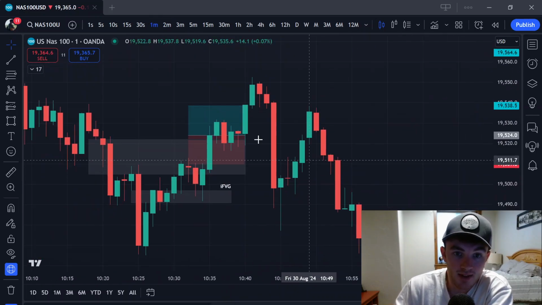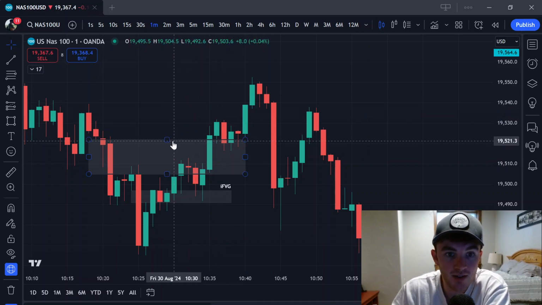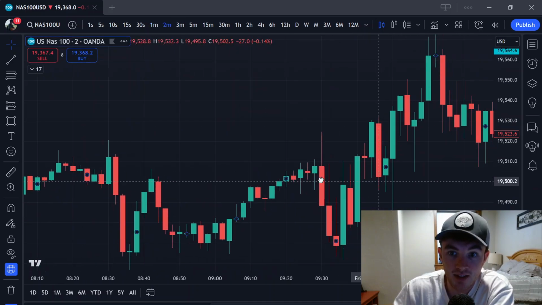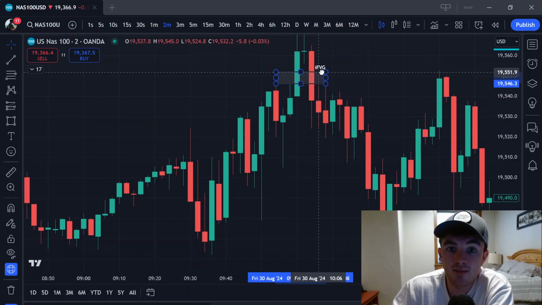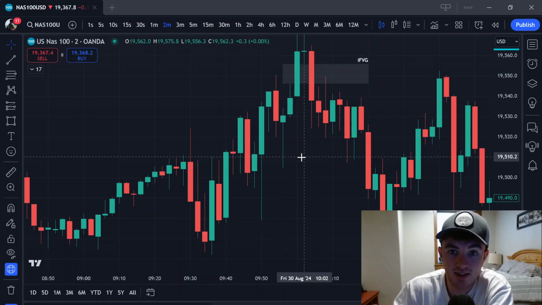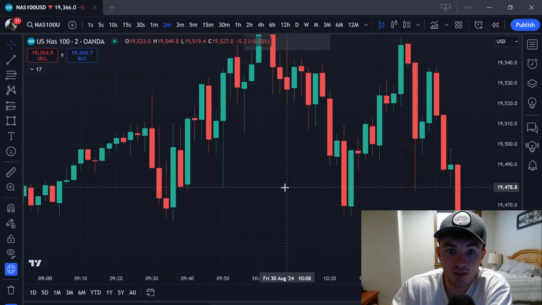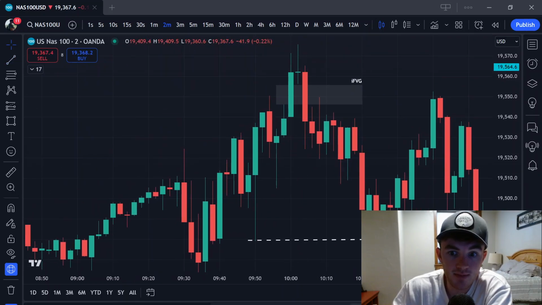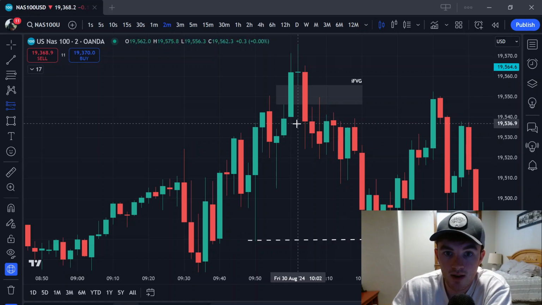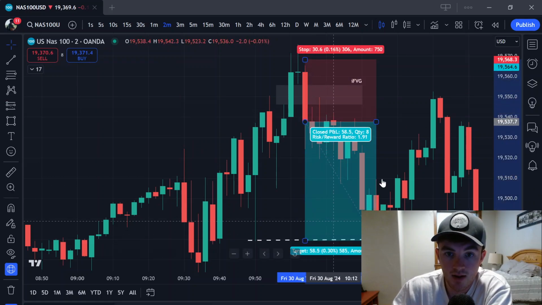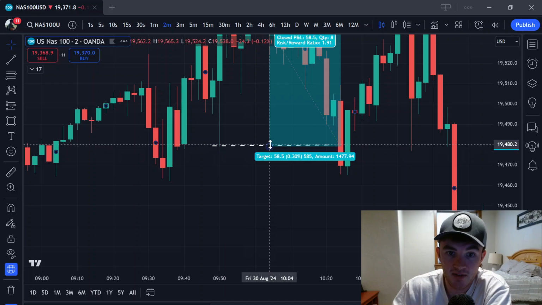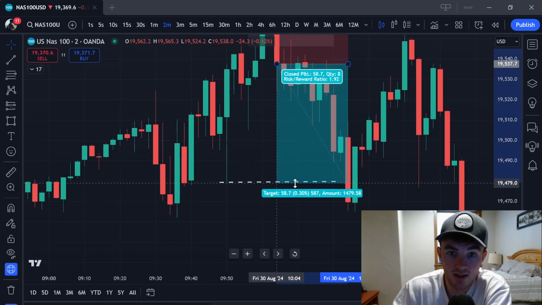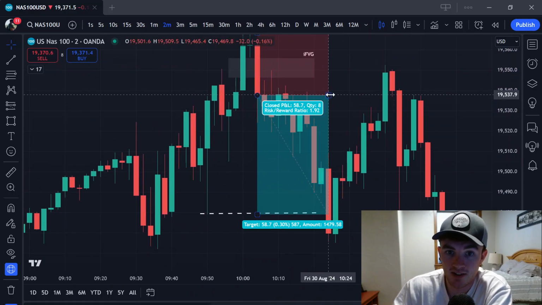So anyway, let's also talk about this inverse fair value gap on the 2 minute, which I loved, but I wasn't bearish, so I did not take this. I also didn't see it right when it happened, but you can see if you targeted this low, like, that would have been a nice trade. Now if you targeted this low, you would have got stopped out at break even. But if you took some off there, it would have been a nice trade, a nice win.